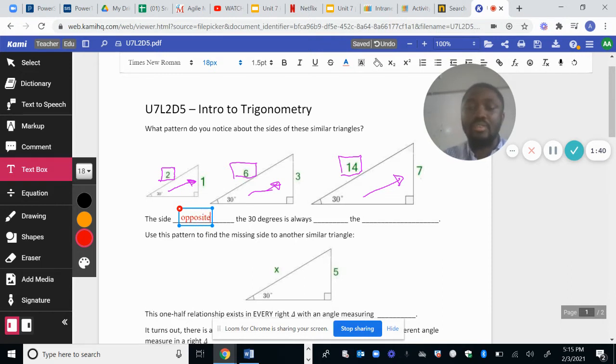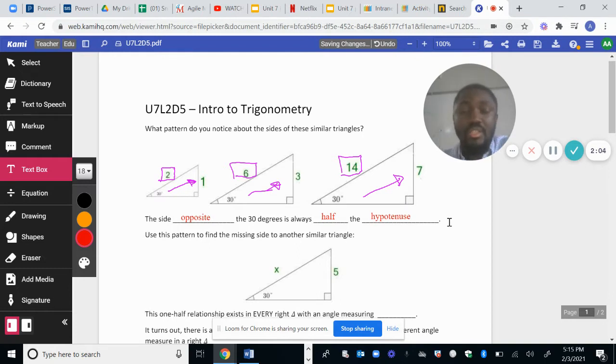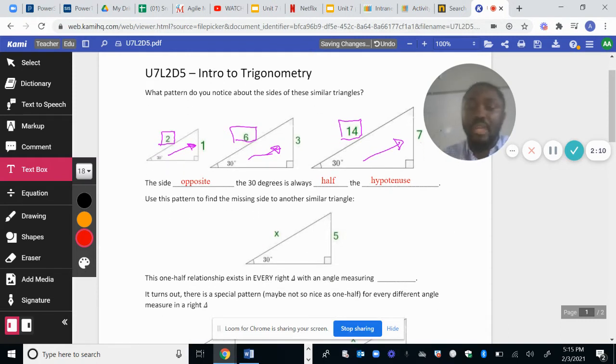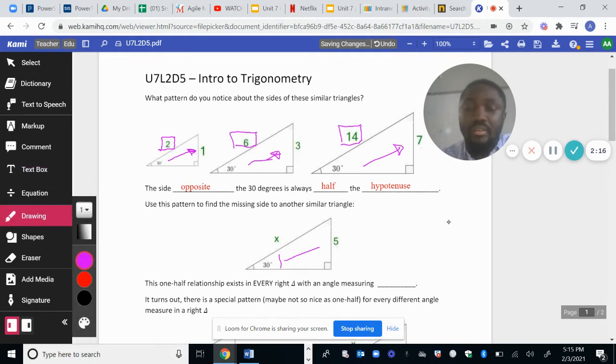It's always, as you can see, half the hypotenuse. So when your angle is 30, the side across from it will always be half the hypotenuse. If we want to quickly solve this, since this angle is 30 and the side across is 5, the hypotenuse is going to be 10. So x has to be 10.